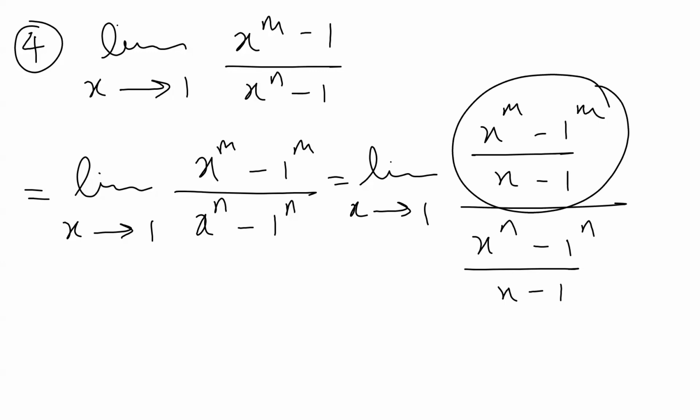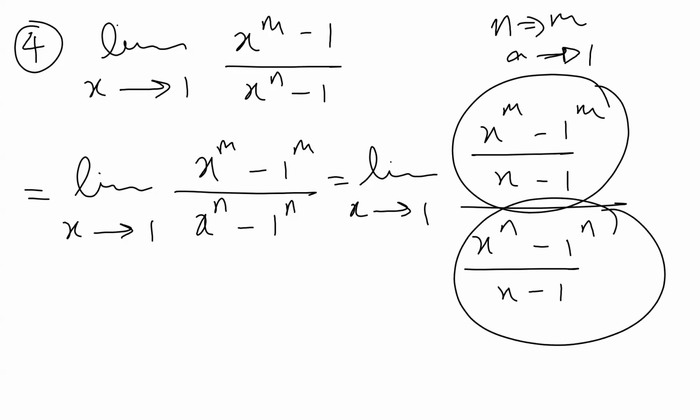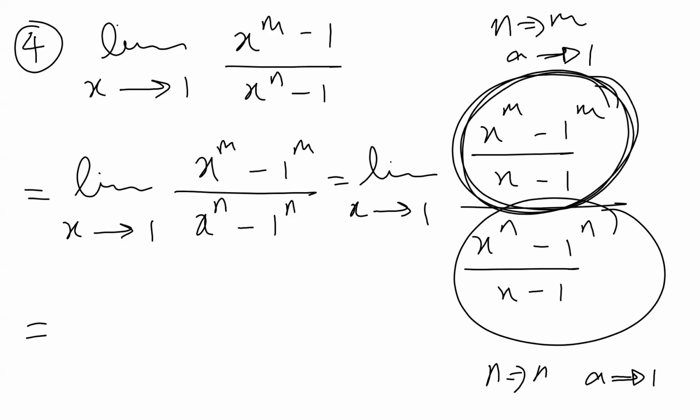In the numerator, n is m, a is 1, with a minus sign in between. In the denominator, n is n and a is 1. So Aditi, will you tell me how to apply the formula in the numerator? So it'll be m into 1 raised to m minus 1, minus n into 1 raised to n minus 1, right? So m minus n. Oh, correct. Good.